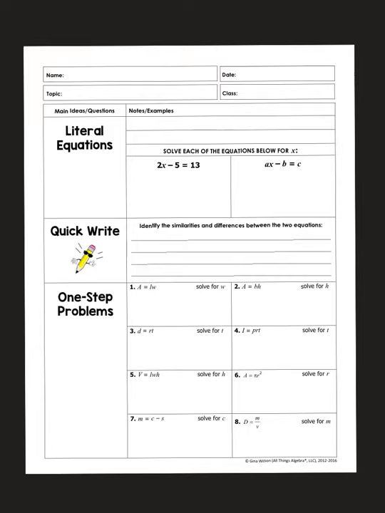Literal Equations. Literally awesome equations. No, I'm joking. That was really bad. But literal equations are just equations with multiple variables.